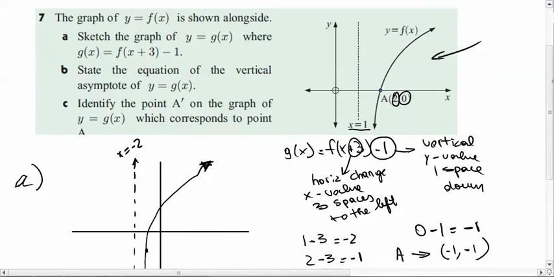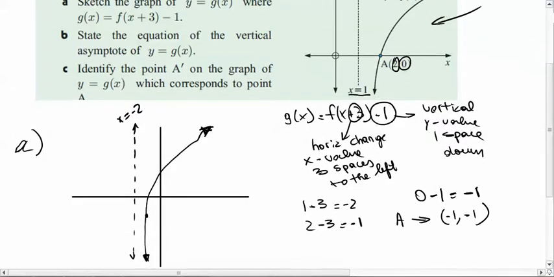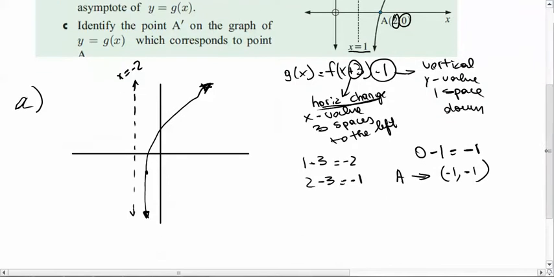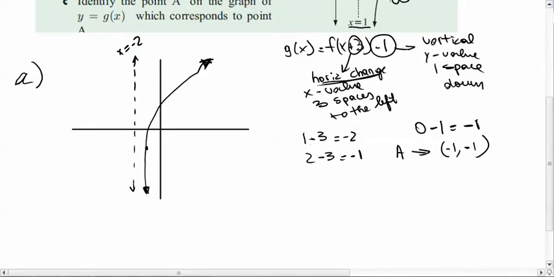Now, for b, it says to state the equation of the vertical asymptote of y equals g of x. So in the original graph, the vertical asymptote is x equals 1. Now in g of x, we directly add 3 to x. So like Bassam said, there's a horizontal change. So in that case, because there's a horizontal change, and you do the opposite of what x is saying, you subtract 3 from the vertical asymptote, which is 1, and that's how you get x equals -2. So the equation is VA equals -2.